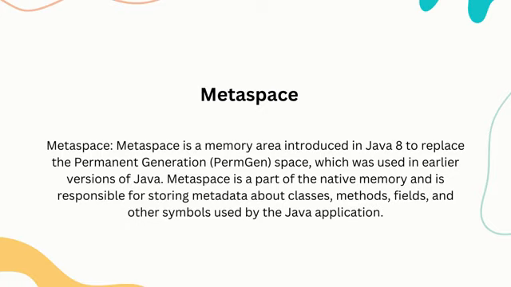Metaspace is a memory area introduced in Java 8 to replace the permanent generation, PermGen, space, which was used in earlier versions of Java. Metaspace is a part of the native memory and is responsible for storing metadata about classes, methods, fields, and other symbols used by the Java application.